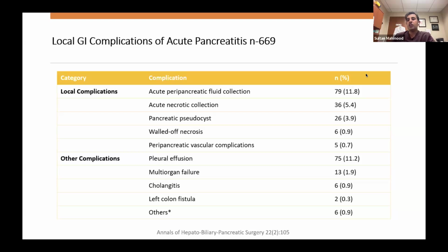Other complications, the most common one is going to be pleural effusion. Most of that is related to the fluid resuscitation that we provide as part of the management of acute pancreatitis. And very rarely this will be related to a pancreaticopleural fistula or other causes. Multi-organ failure, colon fistulas, and cholangitis, fortunately, are rare.